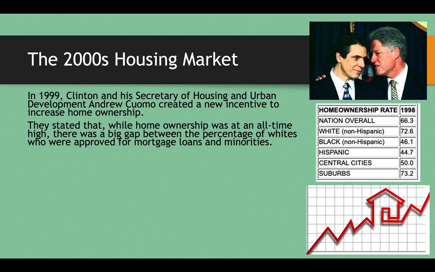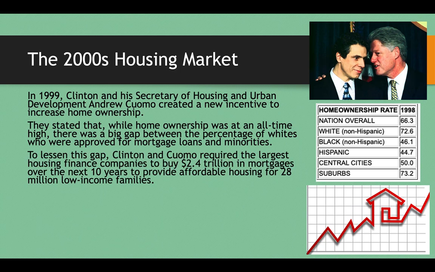If you look at the chart there, in 1998, about 72% of whites owned a home, but only 46% of blacks and 44% of Hispanics. And so there was a disparity there. And so Clinton and Cuomo said, all right, what can we do to decrease this disparity, to lessen this gap? So what they did is they required the largest housing finance companies to buy trillions of dollars in mortgages over the next 10 years in order to provide affordable housing for 28 million low-income families.